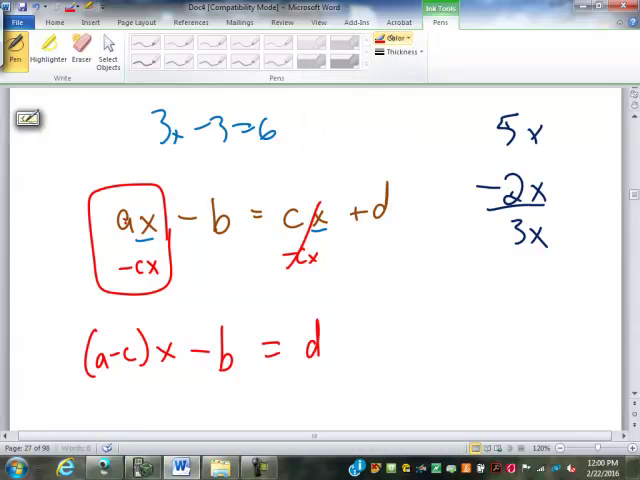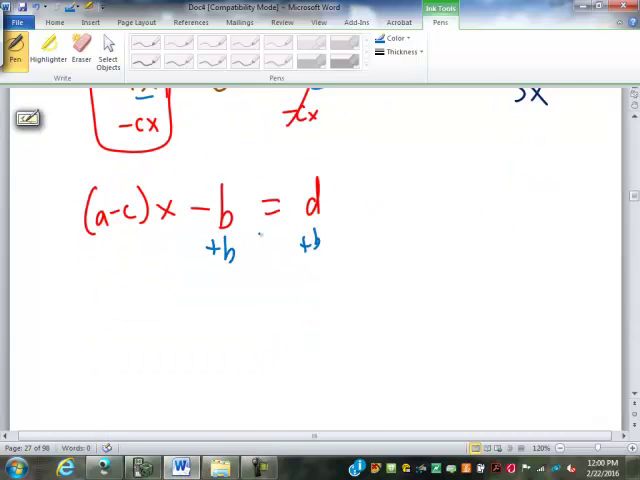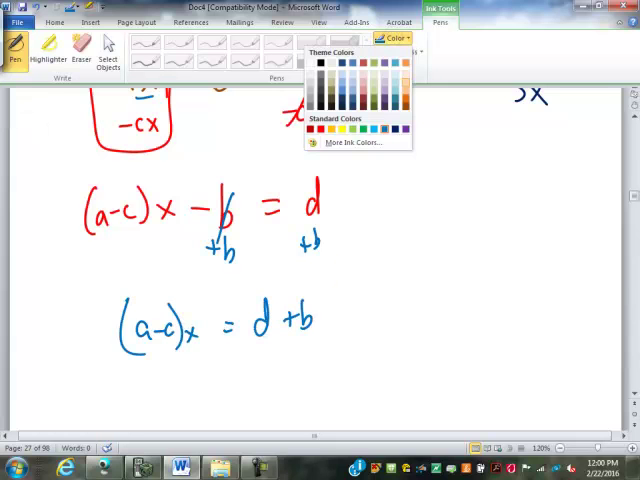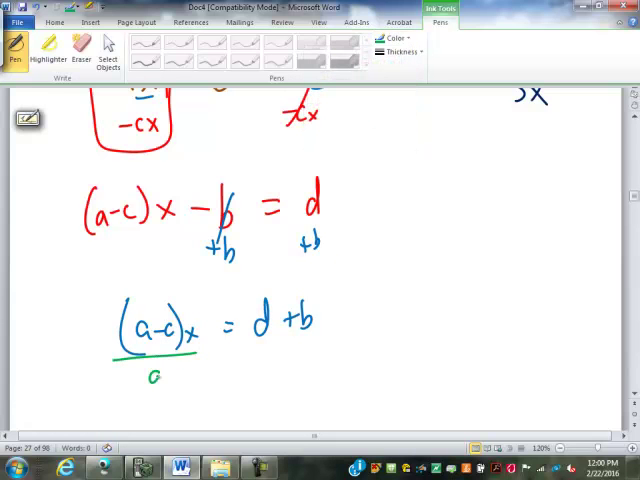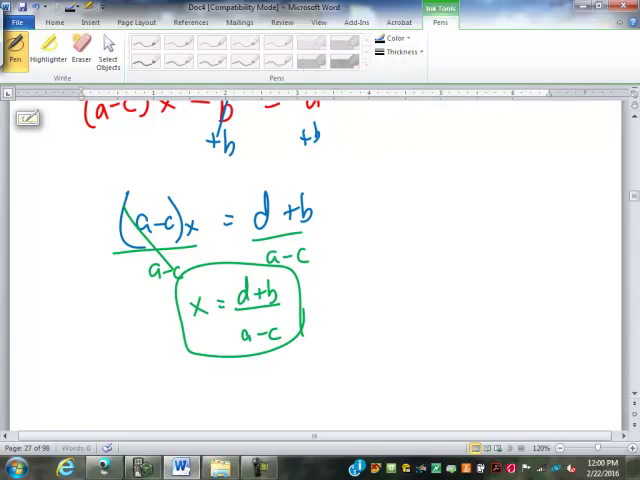Now finishing that up, it's just like any other one. We're going to add the b. So a minus c times x equals d plus b. And we're going to divide by the a minus c. So x equals d plus b over a minus c. So a few more variables to manipulate around there, but pretty much the same concept.